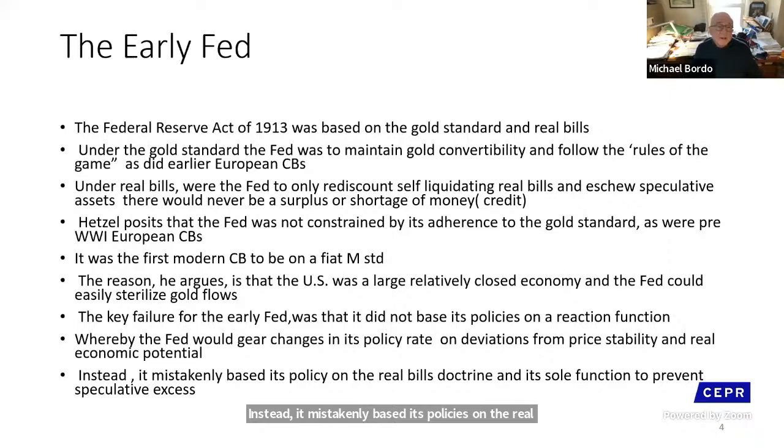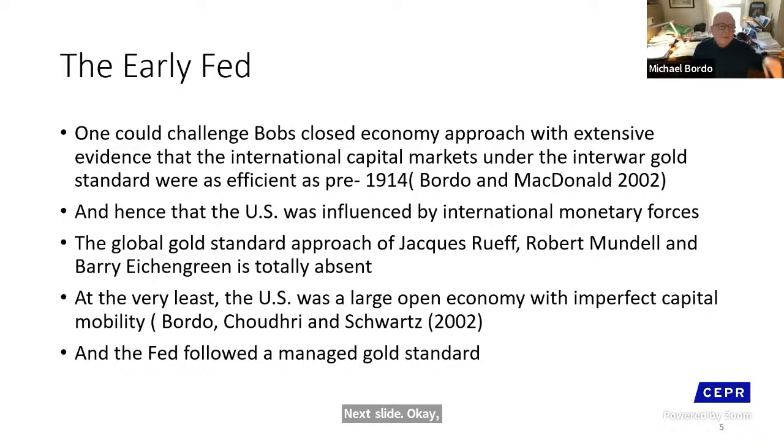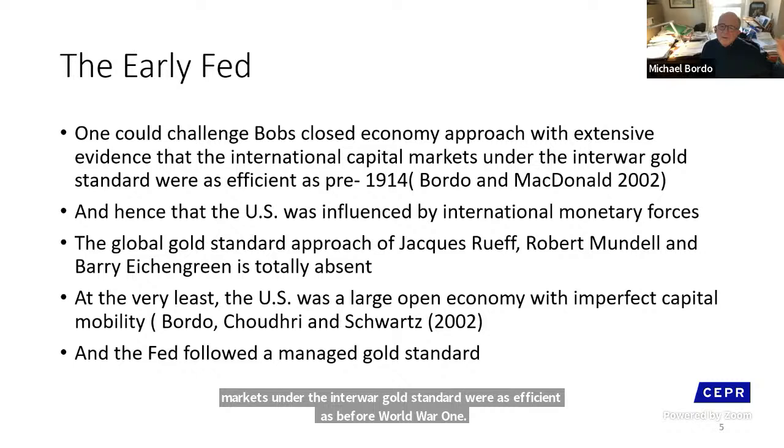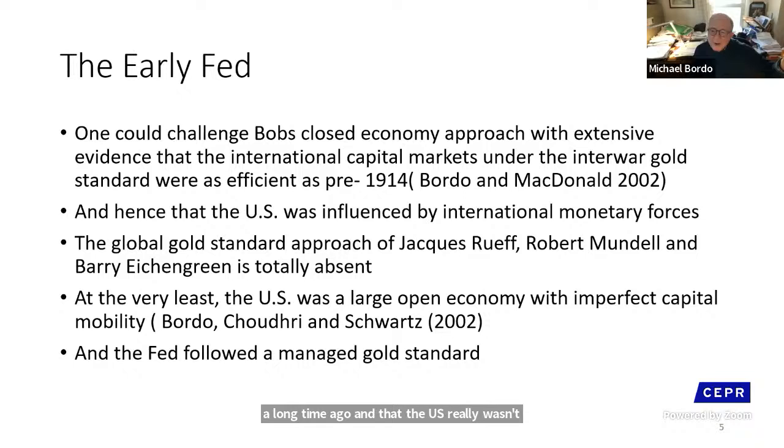Okay. So now I could quibble with this a bit. I could challenge Bob's closed economy approach with a lot of evidence that the international capital markets under the interwar gold standard were as efficient as before World War I. This is work I've done with Ronnie McDonald a long time ago, and the US really wasn't that closed. It was influenced by international monetary forces. And I think that means you've got to take into account the global gold standard approach that goes back to Jacques Rueff, Bob Mundell, Barry Eichengreen. It's not there, but I think it's important.